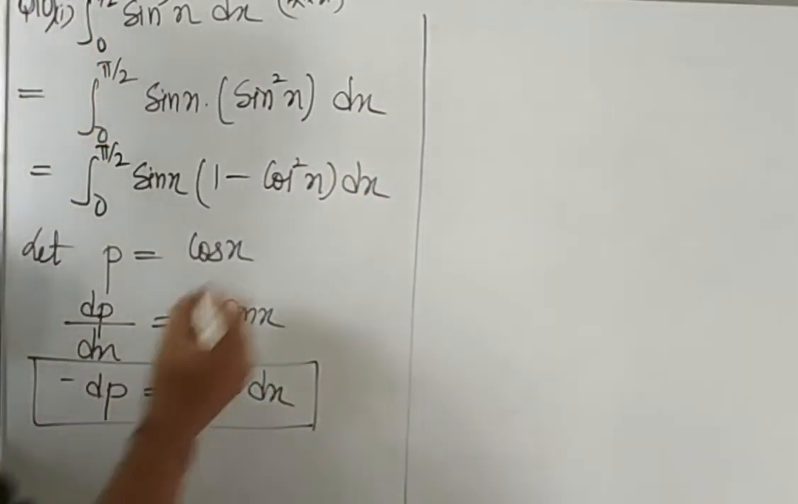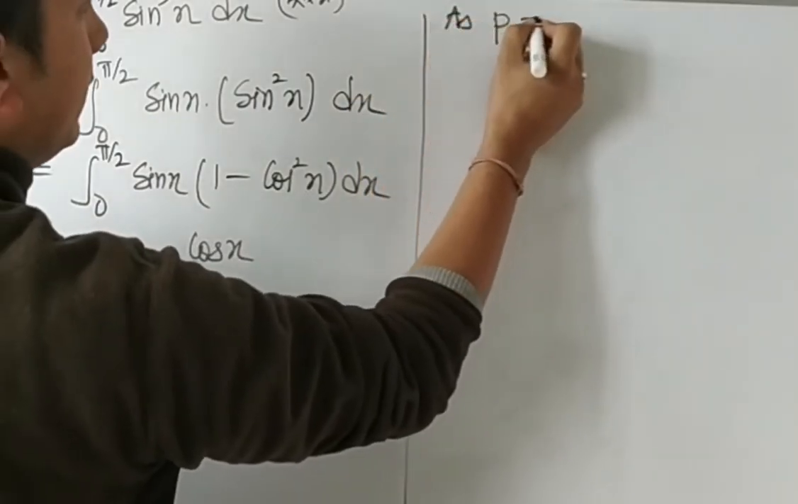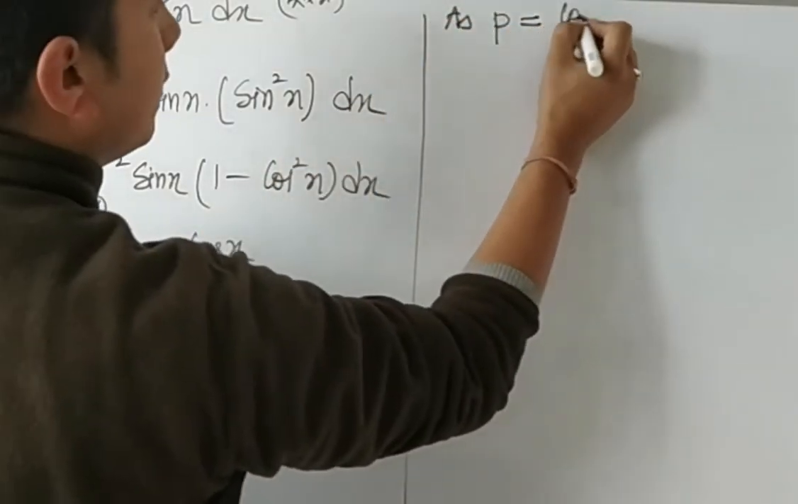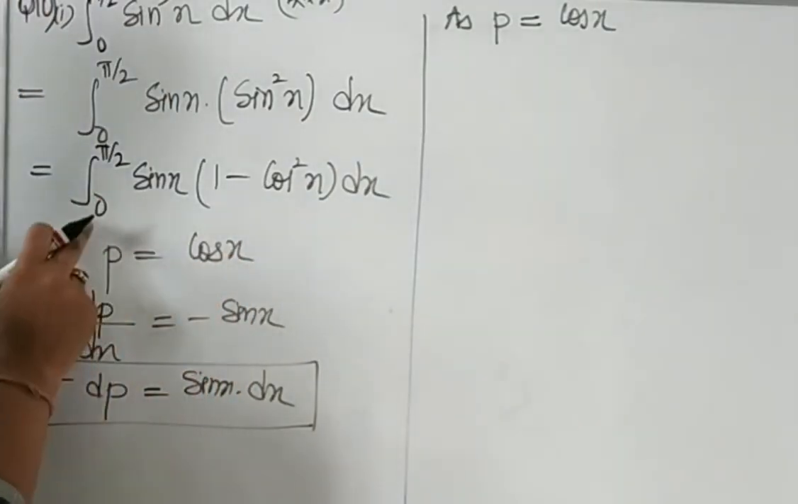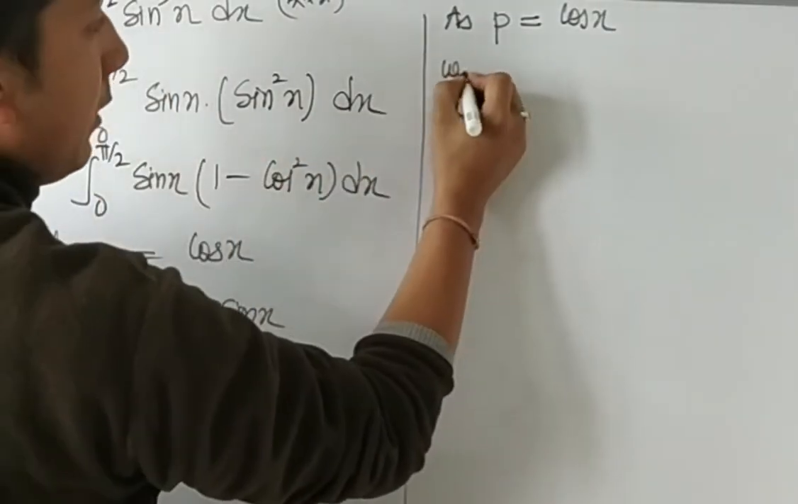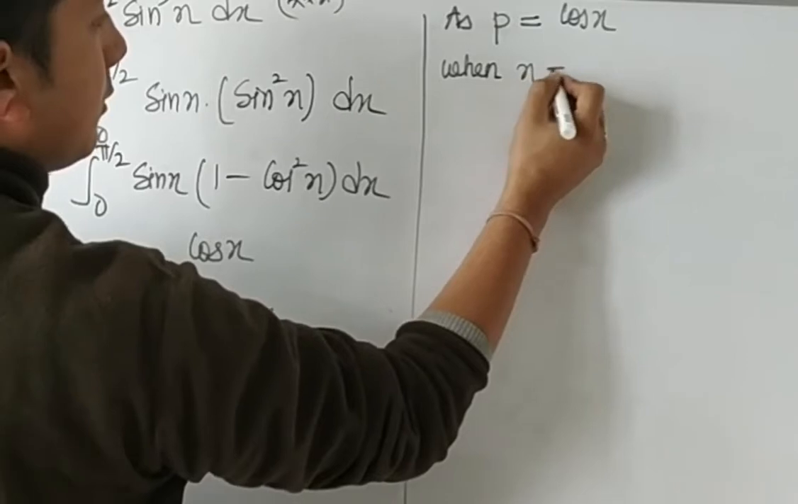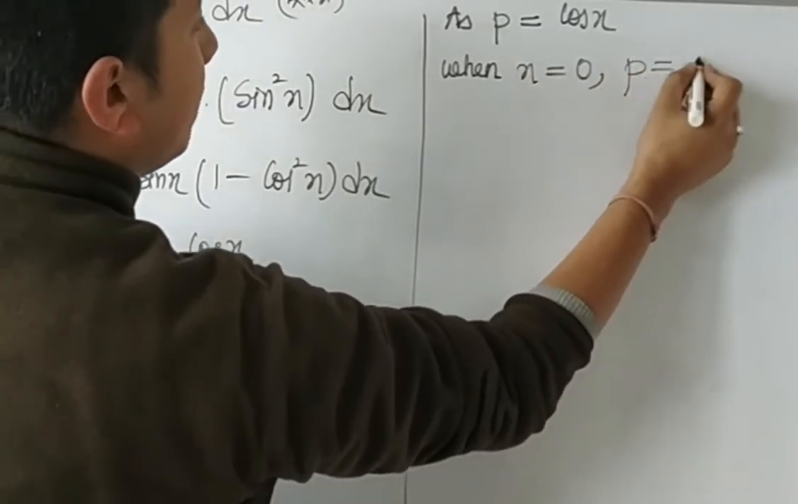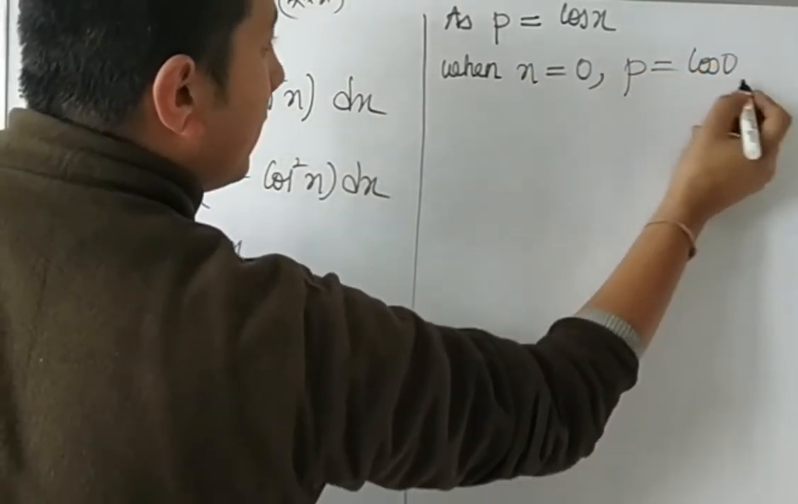So you have to write down as p is equals to cos x. As p equals to cos x, what is the lower limit? 0. Okay, so when x is equals to 0, then p will be cos 0. So what is the value for cos 0?